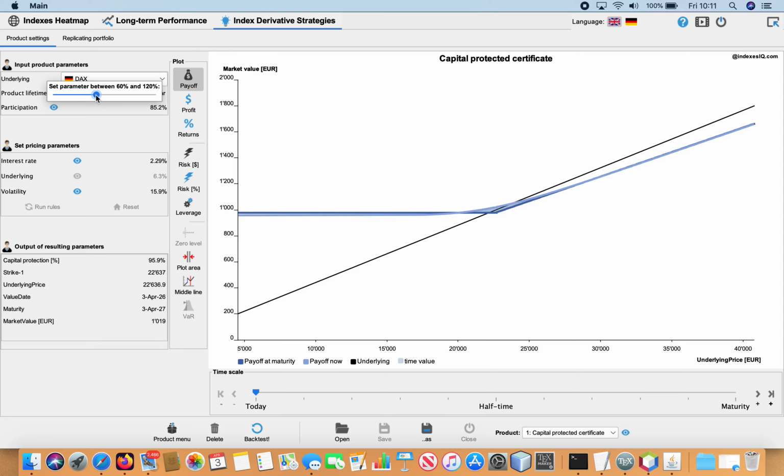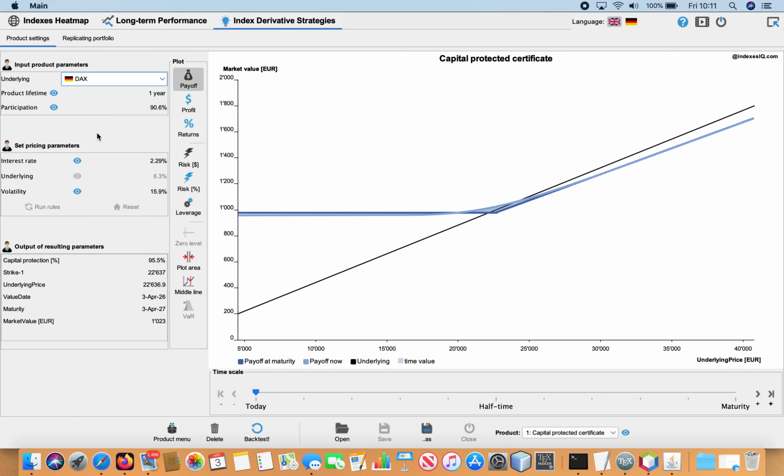Now, you might say I want to participate as much as possible, but be aware there's a trade-off between the participation and the capital protection level here, right? So the higher I choose the participation level, the lower the capital protection level will be. So that's the typical trade-off between upside potential and downside protection.